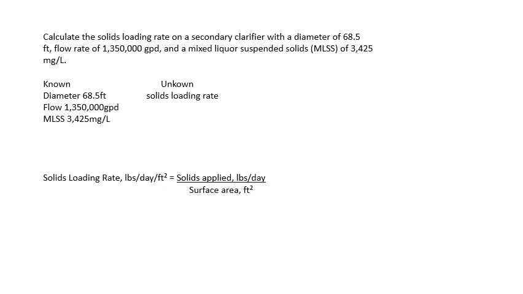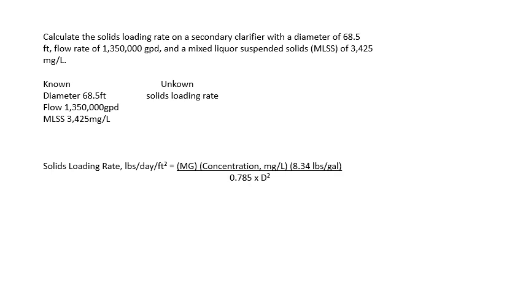Solids loading rate formula: solids applied, pounds per day, divided by surface area, square feet. And I'm going to use my rewritten, expanded formula. So solids loading rate is equal to the million gallons times the concentration in milligrams per liter times 8.34 pounds per gallon, divided by 0.785 times diameter squared, because they gave us the diameter of the circle.